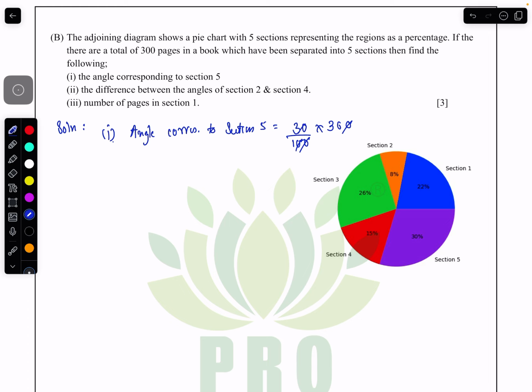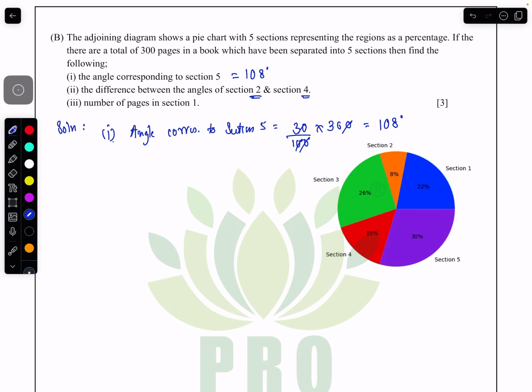36 times 3 is 30 times 3 makes 90. 6 times 3 makes 18. 90 plus 18 is 108. So this is 108 degrees. So the first answer for this becomes 108 degrees. Then it says the difference between the angles of section 2 and 4. We need 2 and 4.